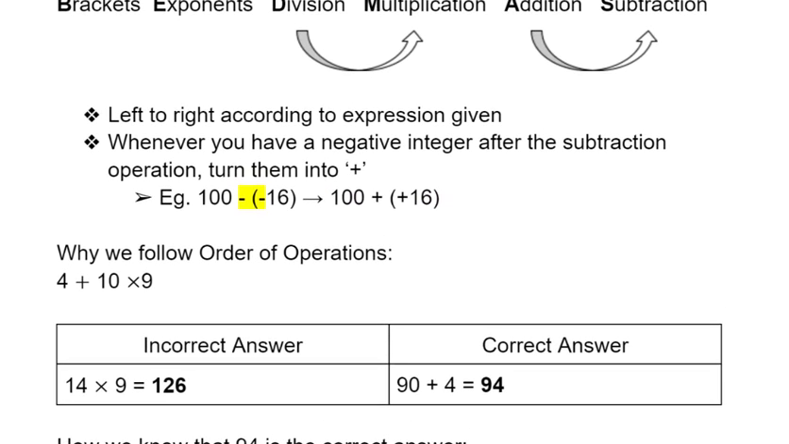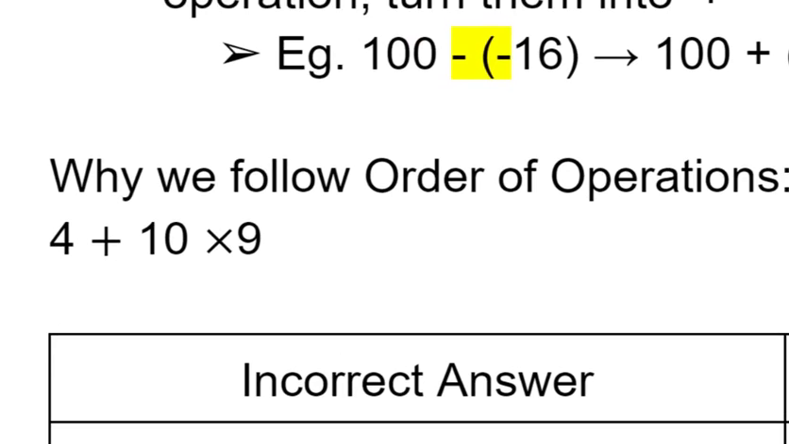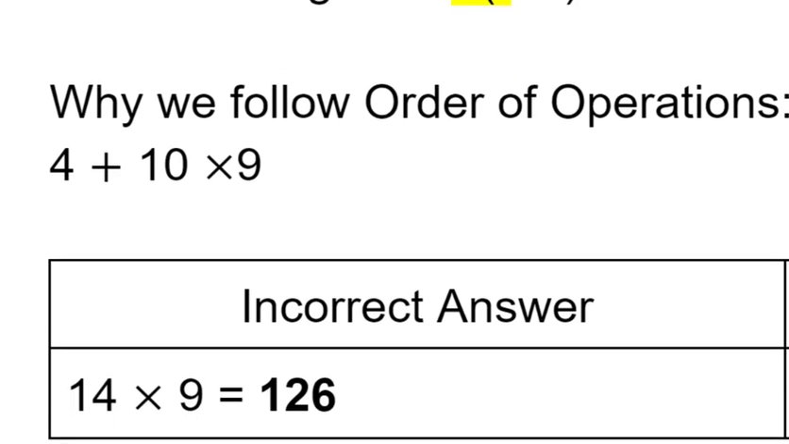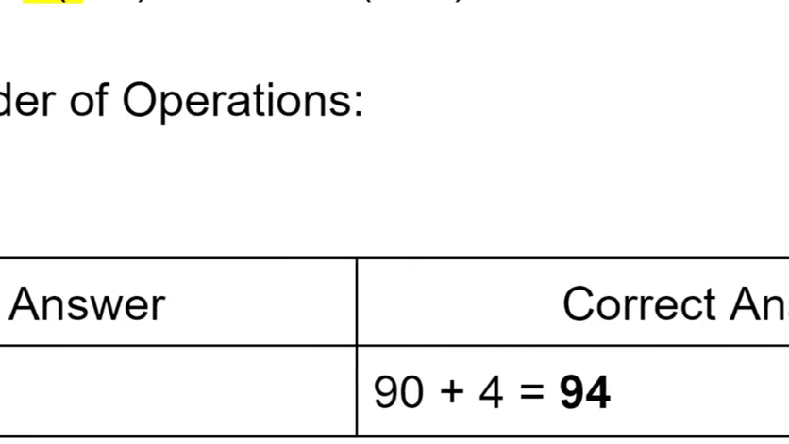So first of all, why do we follow order of operations? Why do we do it? Let's take a look at this example right here: 4 plus 10 times 9. If you do 4 plus 10, which is 14, times 9, you would get 126. However, that is an incorrect answer. If you put this expression into a calculator, you will get the answer as 94.